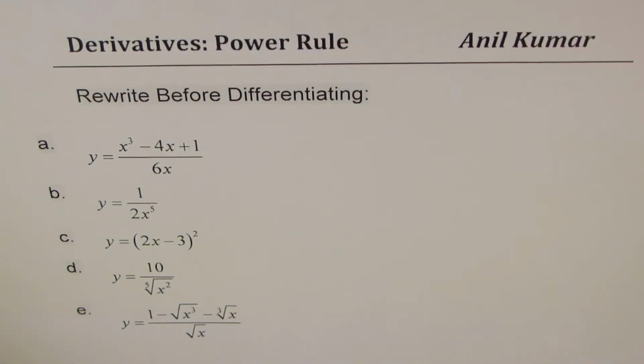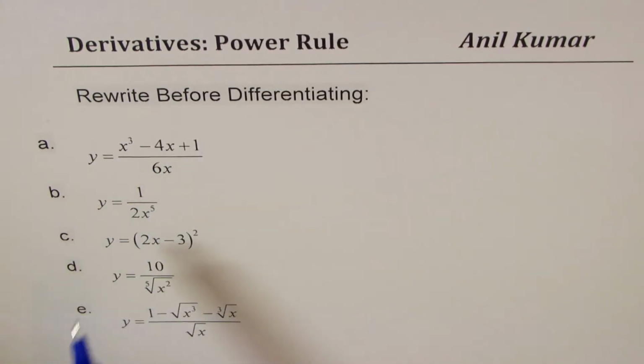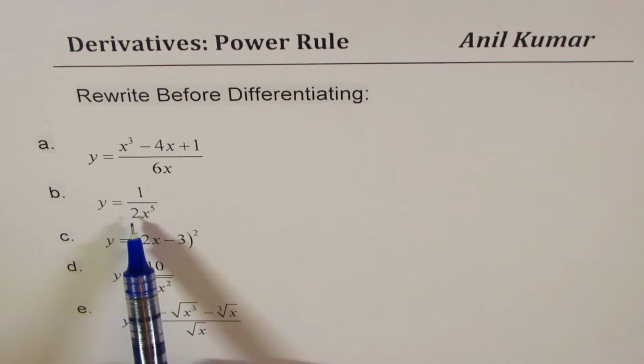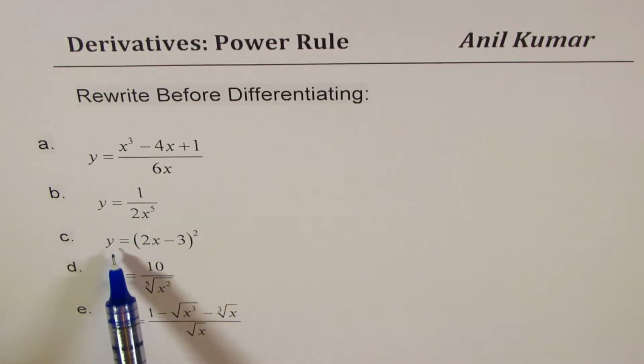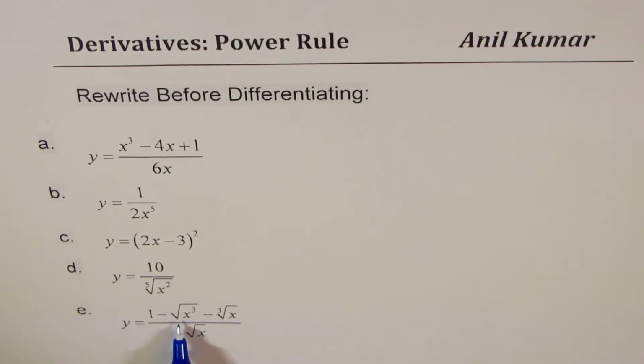I'm Anil Kumar, and in this video we will see how to rewrite and then find derivatives of functions using the power rule. So I have 5 examples here. y equals x cubed minus 4x plus 1 divided by 6x, y equals 1 over 2x to the power of 5, y equals (2x minus 3) whole squared, y equals 10 over the fifth root of x squared, and then y equals 1 minus square root of cube of x minus cube root of x divided by square root of x.